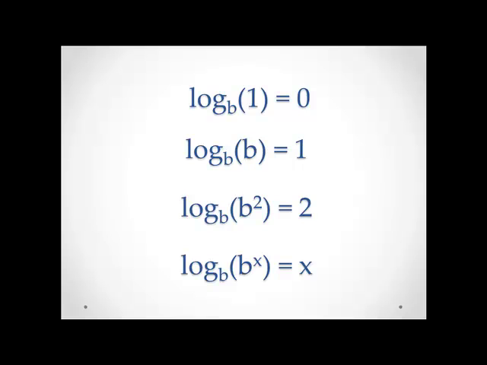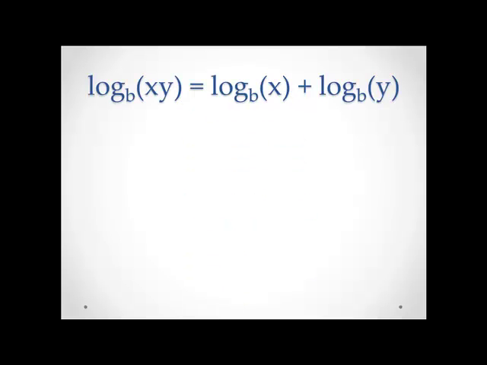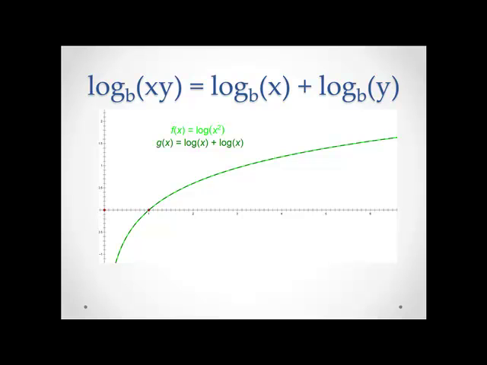Now that we have set the basic foundation for logarithms, there are some basic properties that are useful when solving log problems. The first one is that log base b of x times y is equal to log base b of x plus log base b of y. We tested this property by graphing two functions on Geometer's Sketchpad, y equals log of x times x, or log of x squared, and y equals log of x plus log of x. As you can see, the graphs are equivalent and thus the property holds.